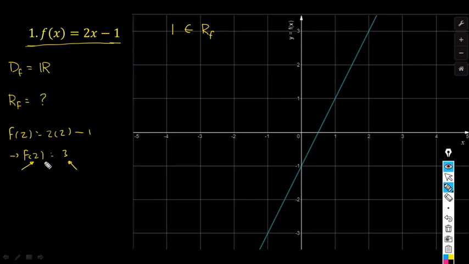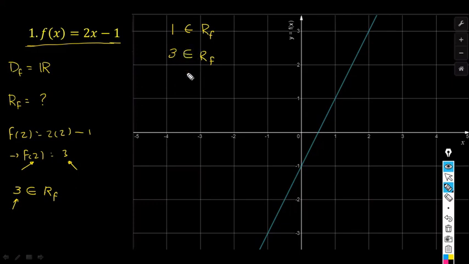So what does that mean? That means that 3 is an element of the range of the function. Because what is the range of the function? It is the set of all the outputs of the function, and if this is an output, then 3 is inside the range of the function. I can also write this: 3 is an element of the range of f.